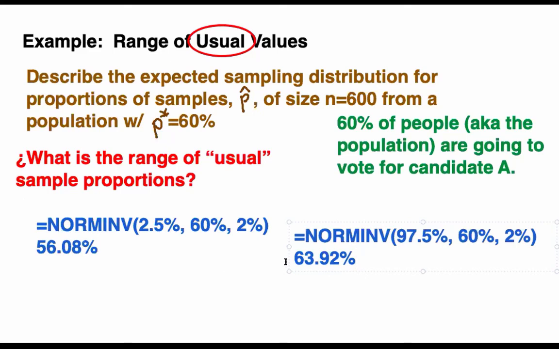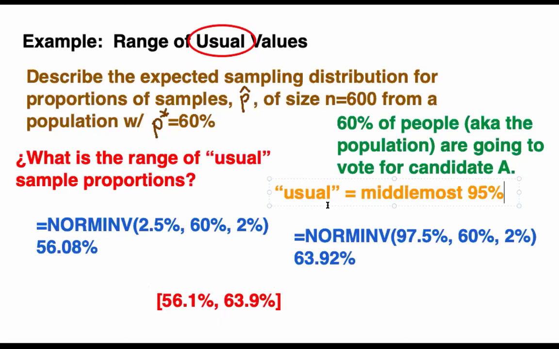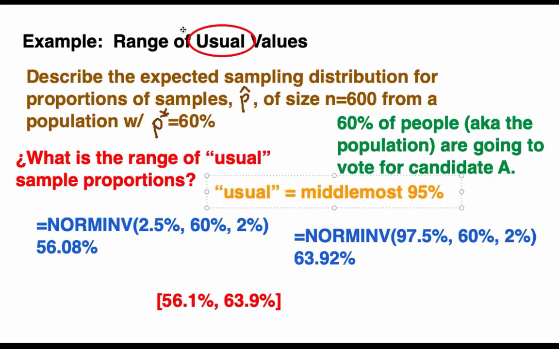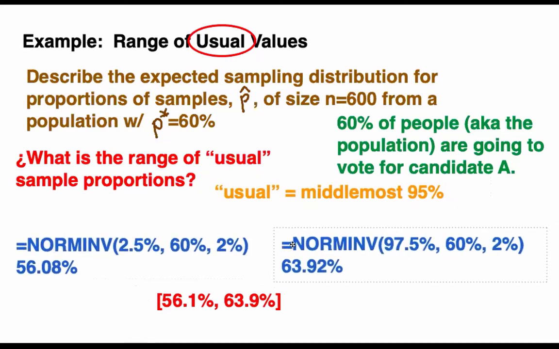And if I'm trying to pick the innermost range of values here, let's say rounded to 1 decimal place, 56.1% is in the interval, 63.9% is in the interval, so that's probably a good choice. So the range of values would be somewhere in 56.1% to 63.9% would be the range of expected values. So the range of usual sample proportions would be somewhere between 56.1 and 63.9. So in this case, we're using the definition of usual equals middlemost 95%. Well, I said it, but I didn't actually type it. So that is key here.